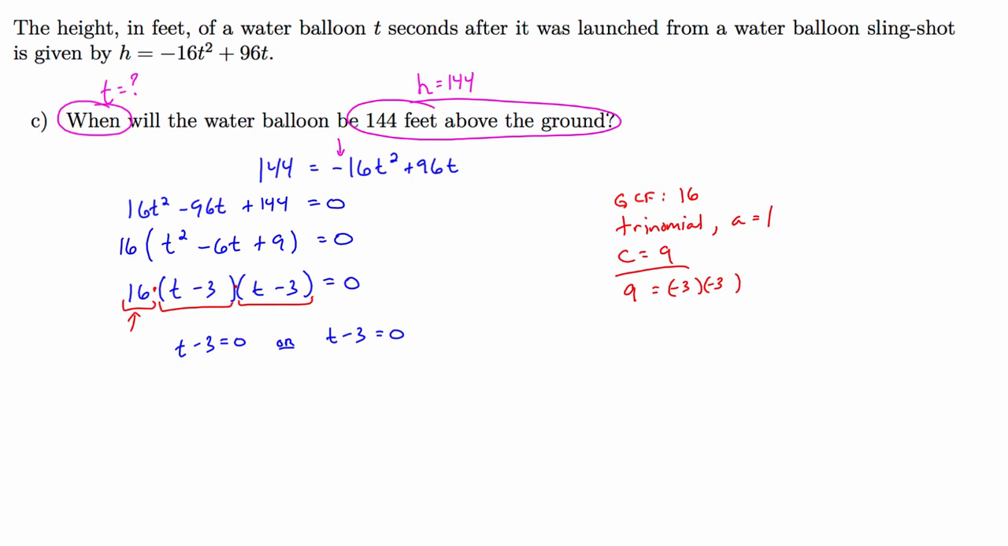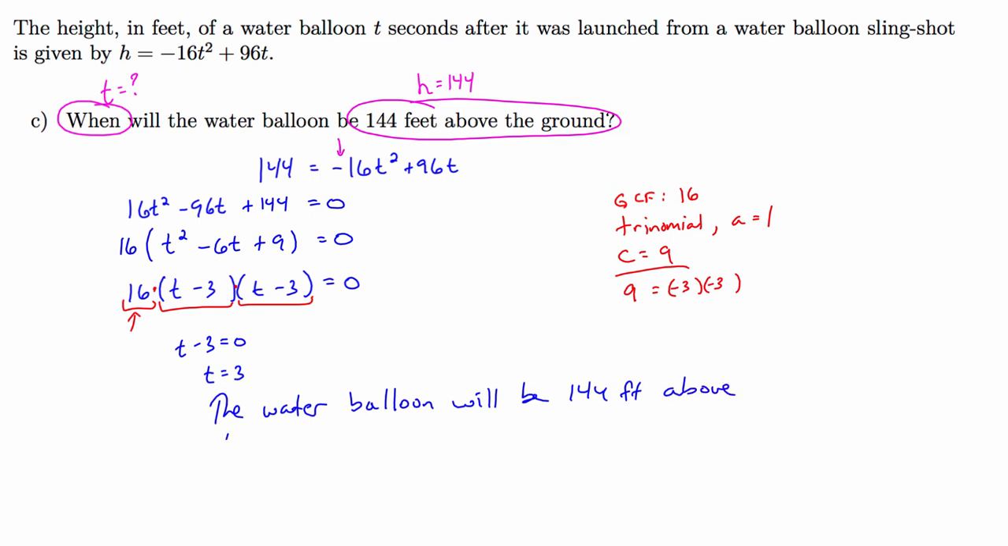So to solve one of those, t minus 3 equals 0, we'll add 3 to both sides of the equation, and we'll get t equals 3. Since the other possibility is the exact same thing, we don't need to write that down. So we now have the time value for when the water balloon will be 144 feet above the ground. We just need to answer the question. When will the water balloon be 144 feet above the ground? So our answer: the water balloon will be 144 feet above the ground 3 seconds after it was launched.